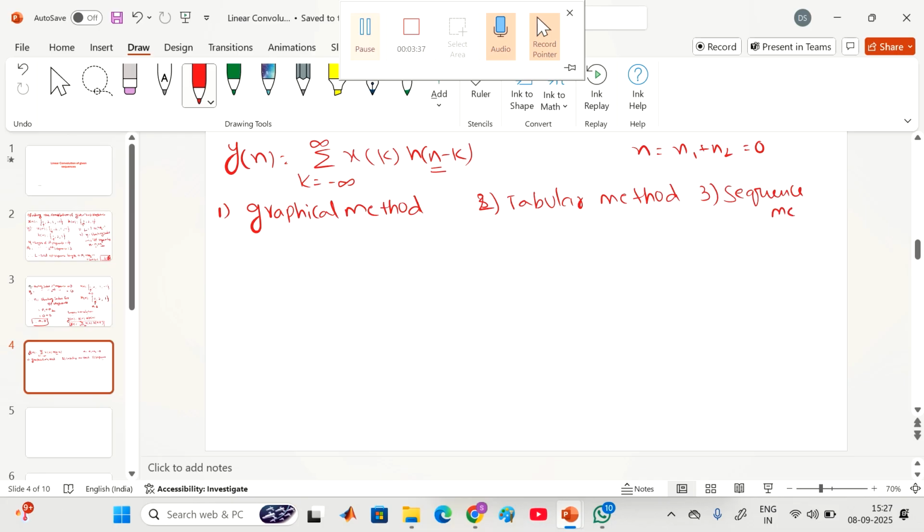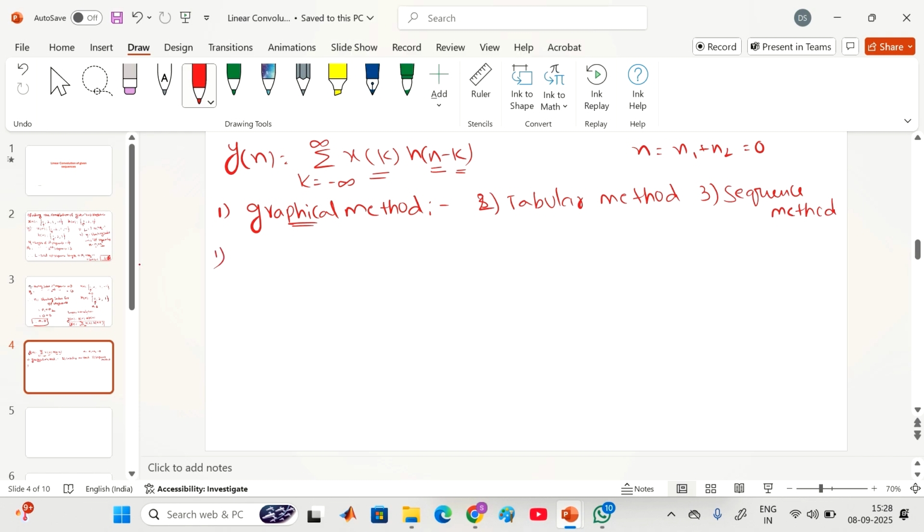Thereafter we will write a MATLAB program. Now first, graphical method. In the graphical method, x of n and h of n have to be represented graphically. In the formula I have x of k and h of k. So the very first step, whether in graphical method or tabular method, is change of index.